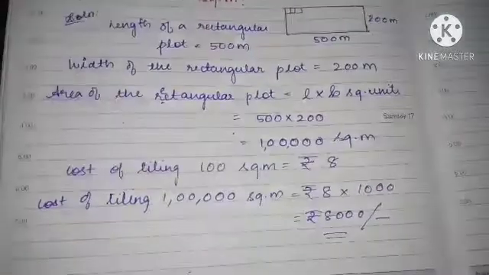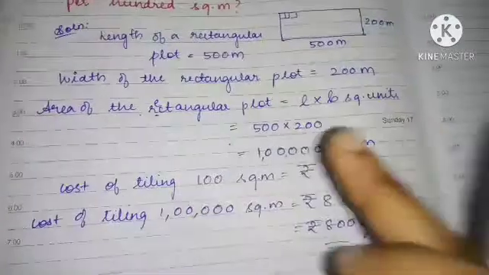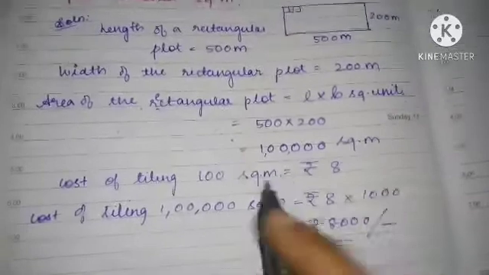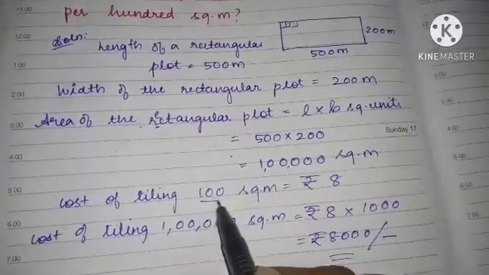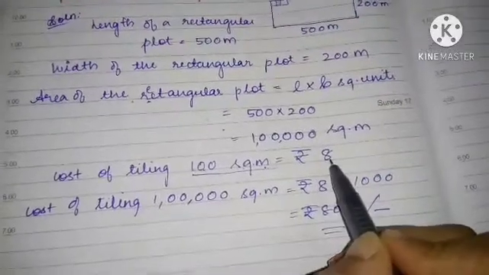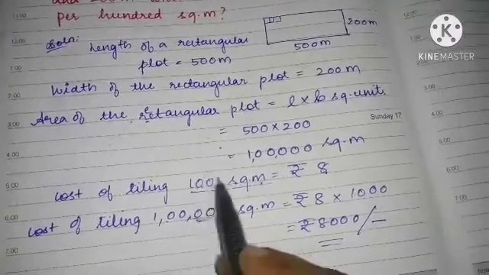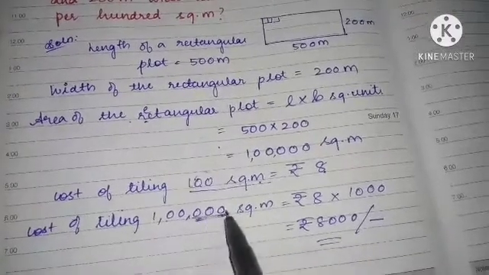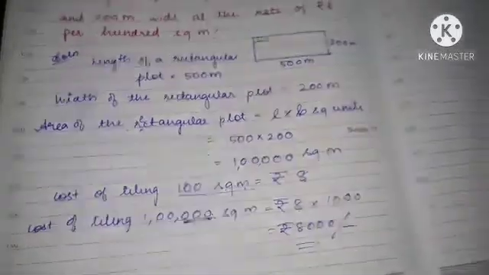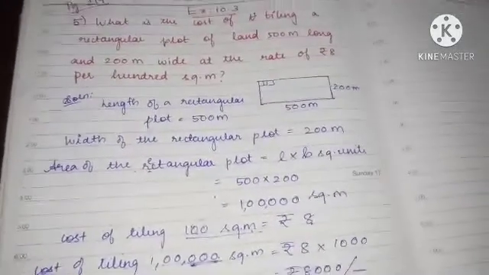Listen, children, in usual questions they will give for 1 meter 10 rupees, meaning for 10 meter 100 rupees. That is the meaning, right? But the question here is per 100 square meter, which means for 100 square meter 8 rupees. So for 1 lakh, compared to 100, how many zeros are added? 3 zeros. So into 1000. So 8 into 1000, 8000. So 8000 rupees is required to tile this rectangular plot of land.